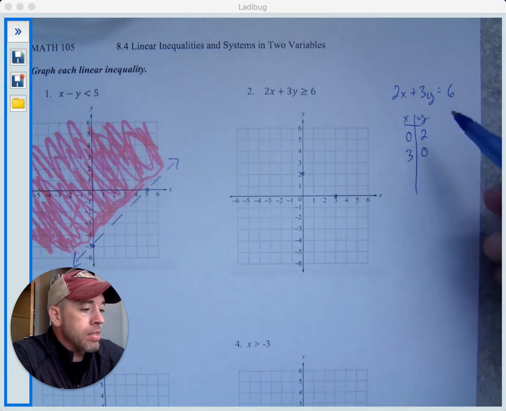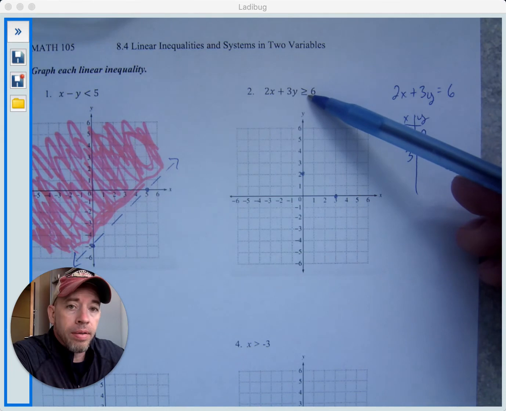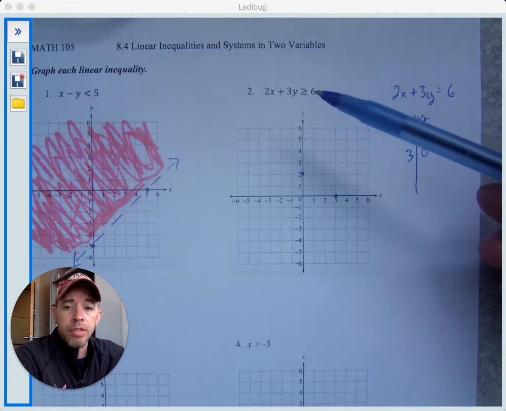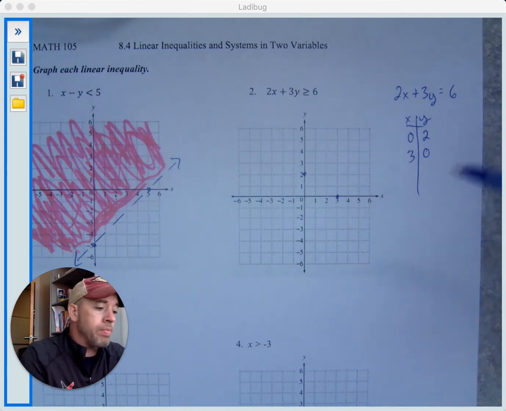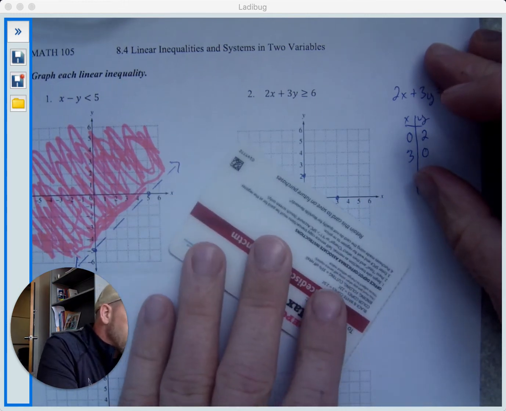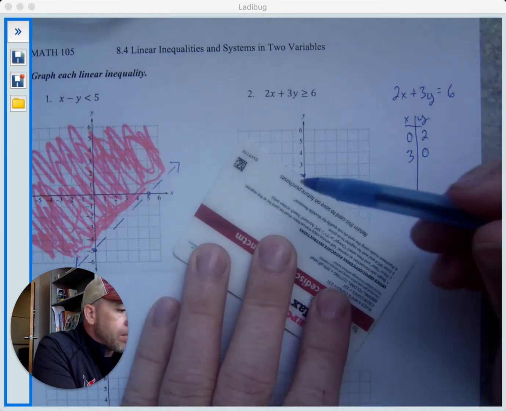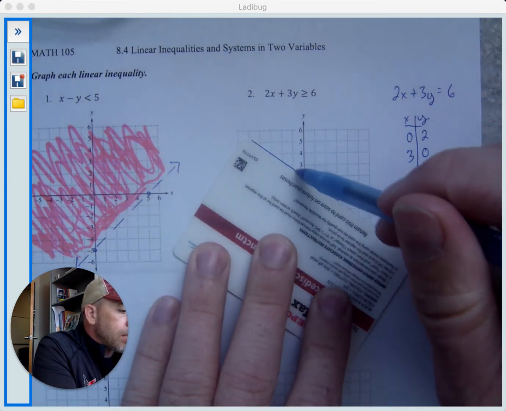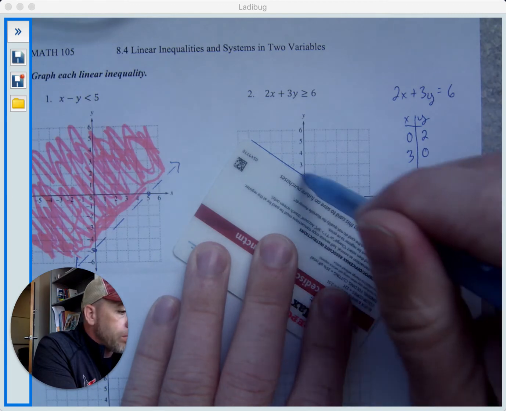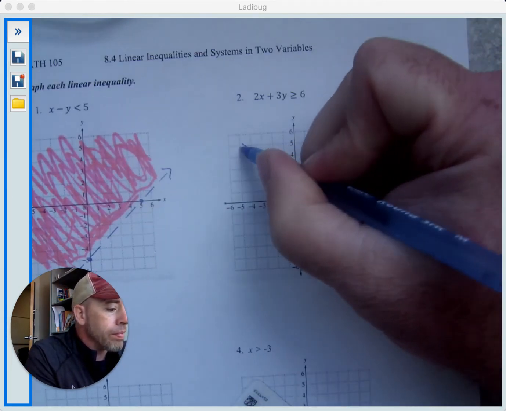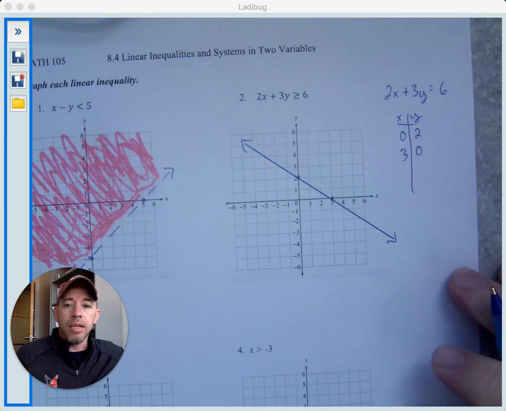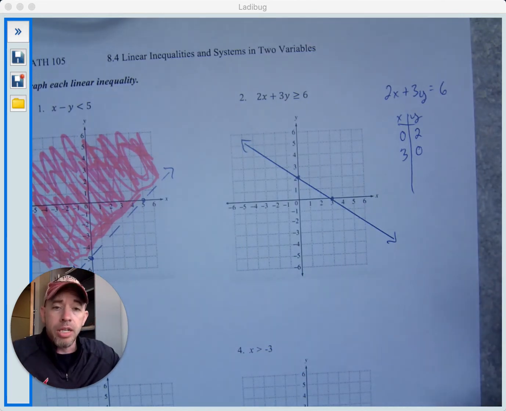In this case, since there is an equal to bar, the boundary line itself is part of the solution set, and we make it a solid line. So if there's an equal to bar, make sure you do a solid line connecting your points. So I have a solid line, and now we have to figure out which side to shade on.